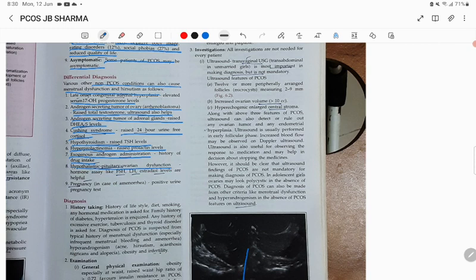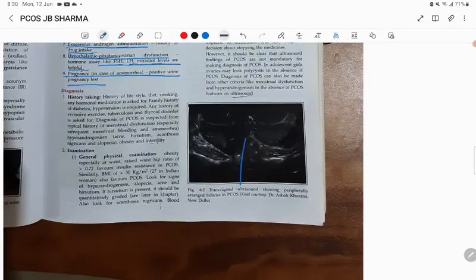Exogenous androgen administration, history of drug intake. Hypothalamic pituitary ovarian dysfunction, hormones like FSH, LH, estradiol levels are helpful. Pregnancy in case of amenorrhea, positive urine pregnancy test. How do you diagnose? History taking and examination. The history of lifestyle, diet, smoking, stress, and any hormonal medication is asked. Family history of diabetes, hypertension or metabolic syndrome, any history of excessive exercise, tuberculosis, thyroid disorder.